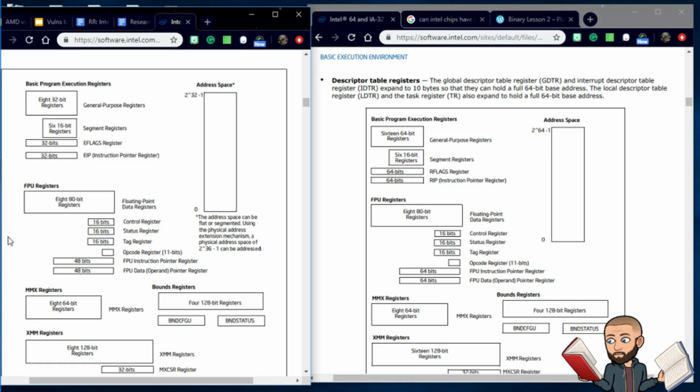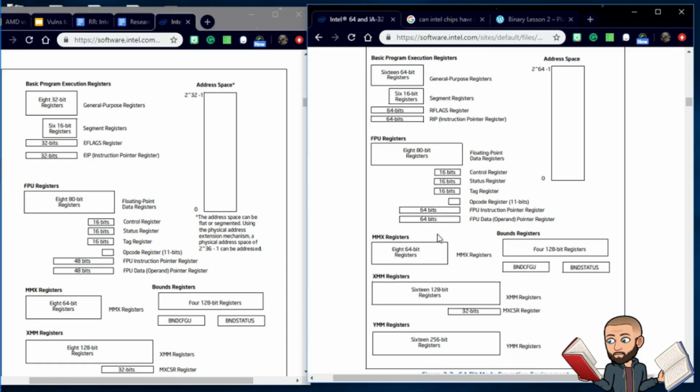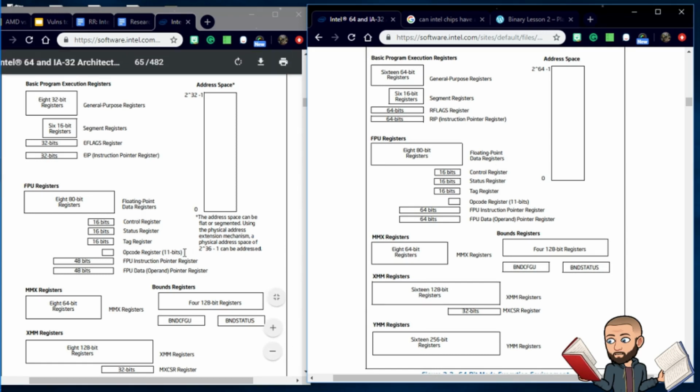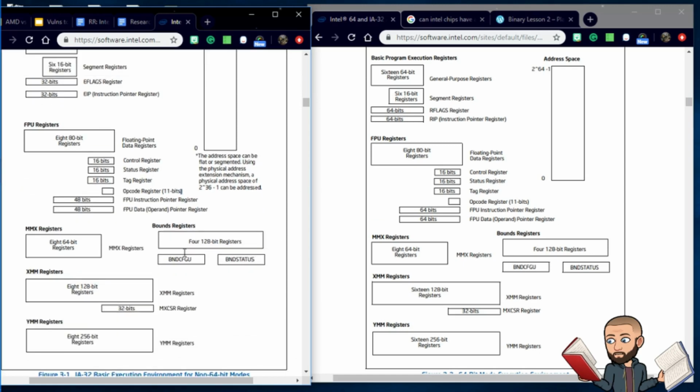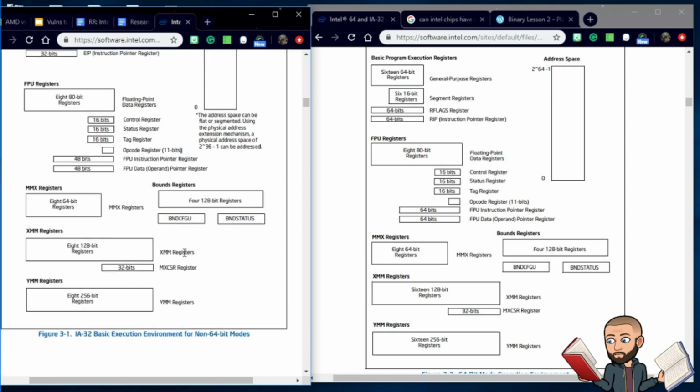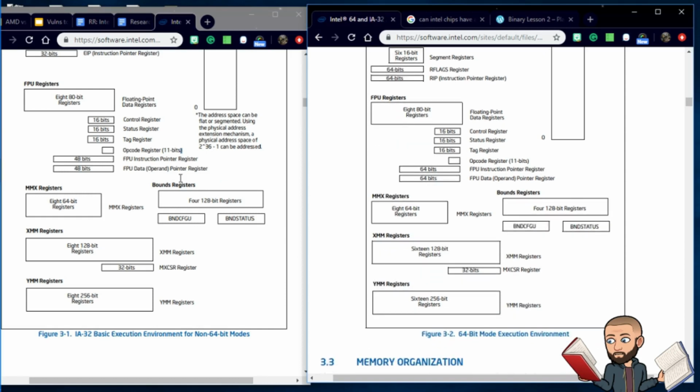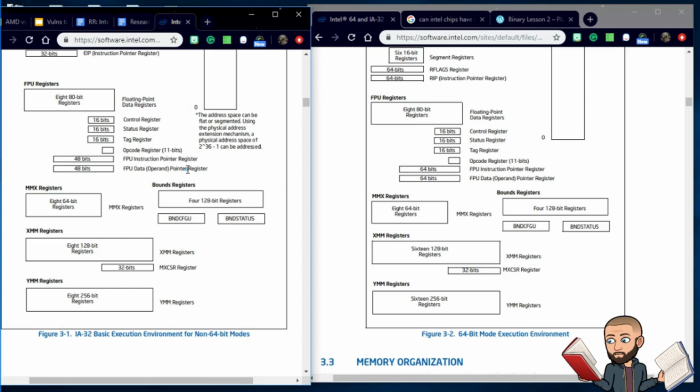The floating point unit registers have 8 80-bit registers, and so does the 64-bit design. And then the same number of bits for the control, the status, the tag register. Same with the 11-bit opcode register. That's interesting, opcodes are only 11 bits. And then we got a 48-bit instruction pointer, as well as a data, aka the operand pointer as well. I wonder why they call this register a pointer if it's an operand.